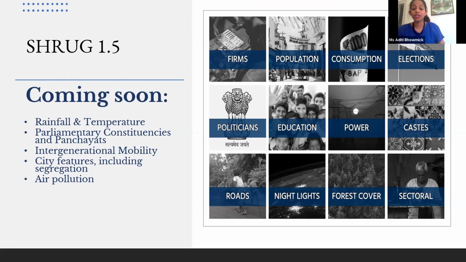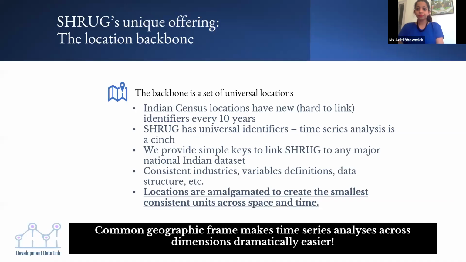Watch the space for Shrug 1.5. It will be coming out soon. And for all villages and towns, we'll be putting out rainfall and temperature data. We'll be putting out data on panchayats and parliamentary constituencies, intergenerational mobility measures that I mentioned. We'll have refined measures of urbanization, including segregation, and we'll be having air pollution data, specifically 2.5 particulate matter data. So that will be coming out pretty soon, and it'll be open access and linked to everything as usual.